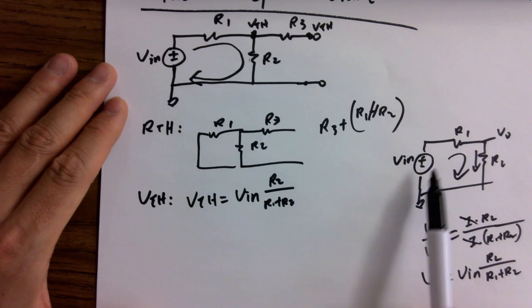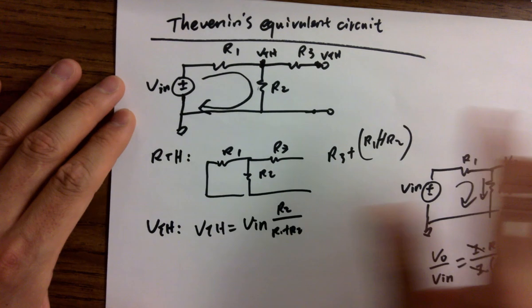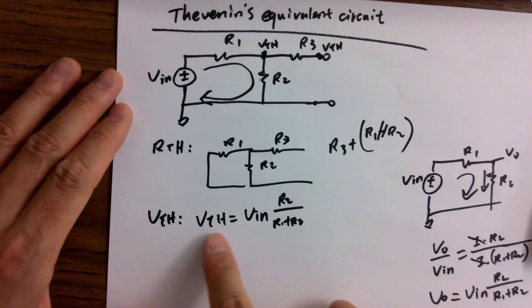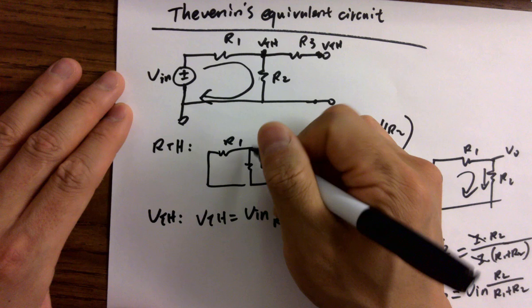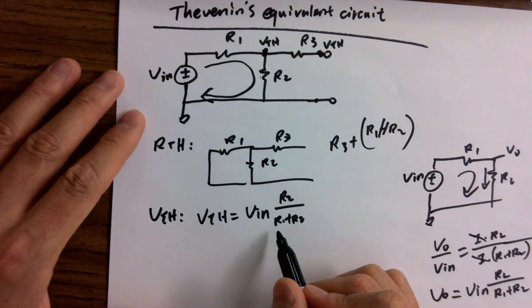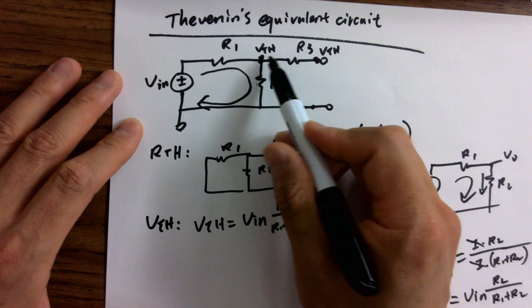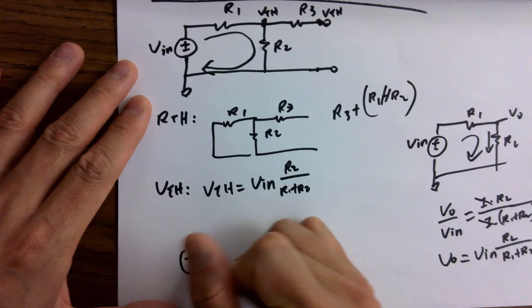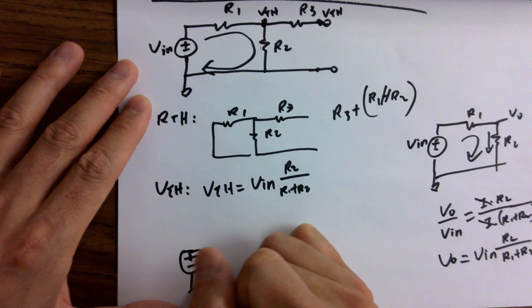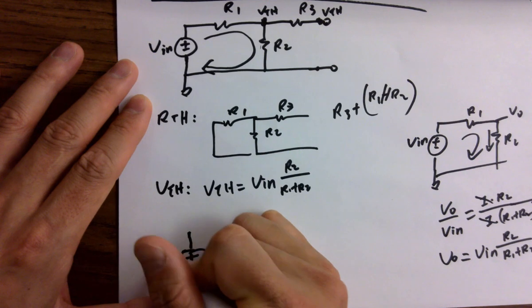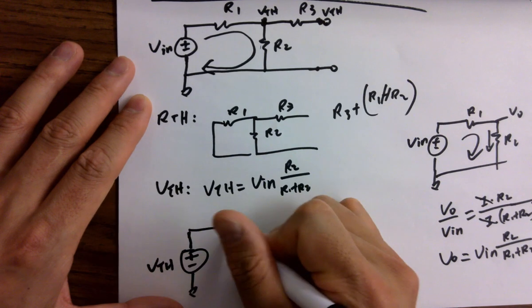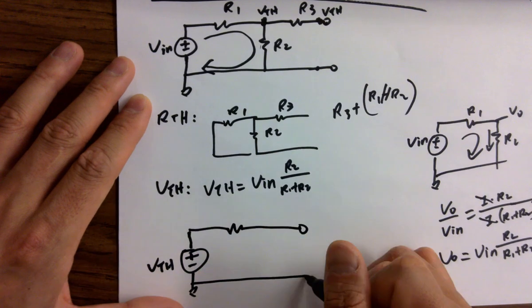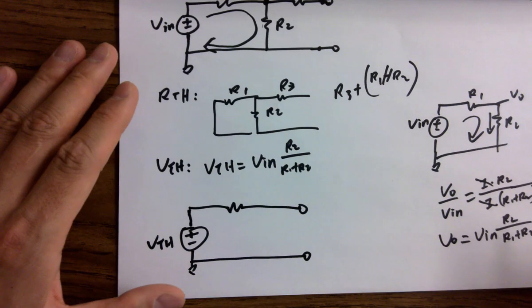Since you know the voltage divider theory like this, and you know that this is basically a voltage divider, you can get VTH at this point, and there's no voltage drop, so VTH is the same voltage. So you can draw the Thevenin equivalent circuit as a VTH being put here, and RTH being placed here, with the terminal output.